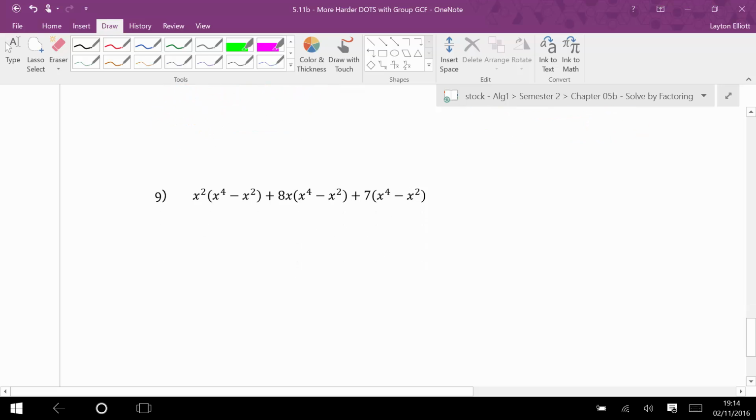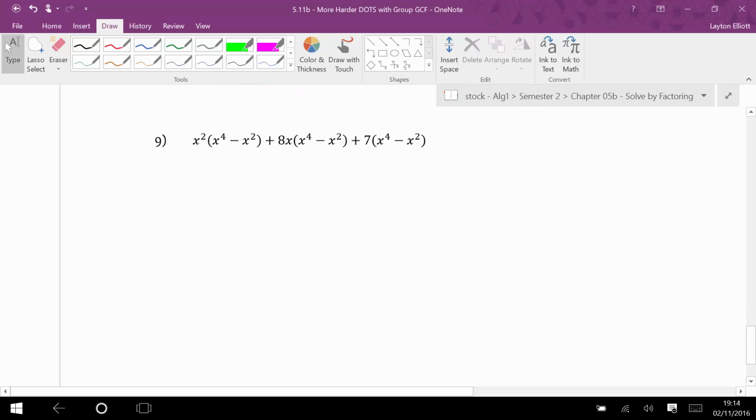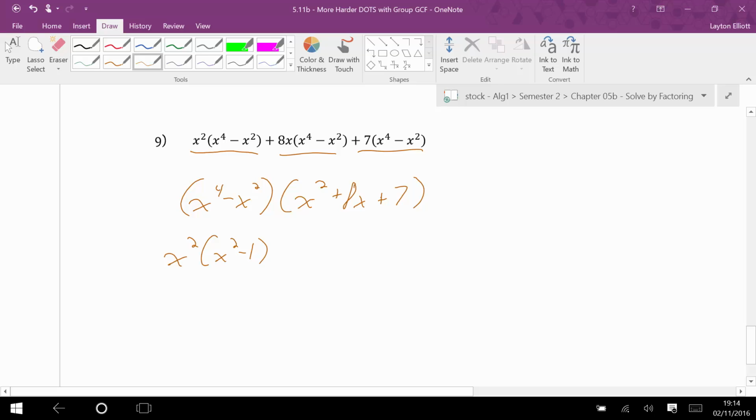The last one here looks easy, but there's a lot of tricks to it. This is one of my favorites. Let's look at this, this, and this, and if I pull out the x to the fourth minus x squared, I'm going to leave behind x squared plus 8x plus 7. Looks like we'd be done, and this is correct so far, but this can go further because it can have a greatest common factor. I can pull out an x squared, and then I get x squared minus 1 and x squared plus 8x plus 7.